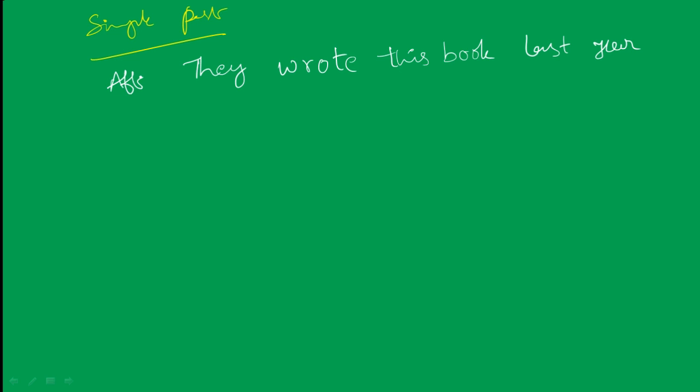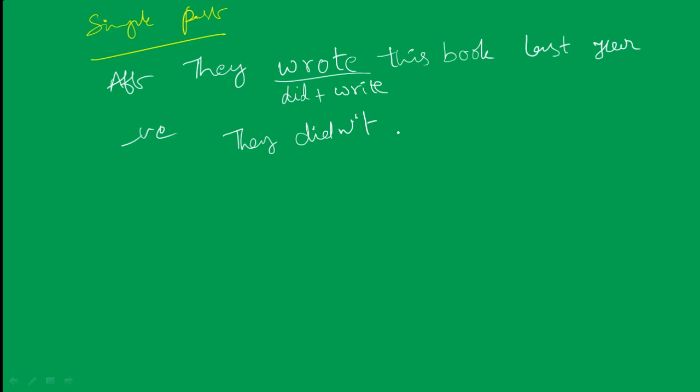Let us take an example. They wrote this book last year. This is affirmative. To frame negative, we need an auxiliary verb, but wrote is an ordinary verb. So no problem, we can divide it into did plus write. Again, you should not write wrote, but it is right. Did plus write. So add not to this did.